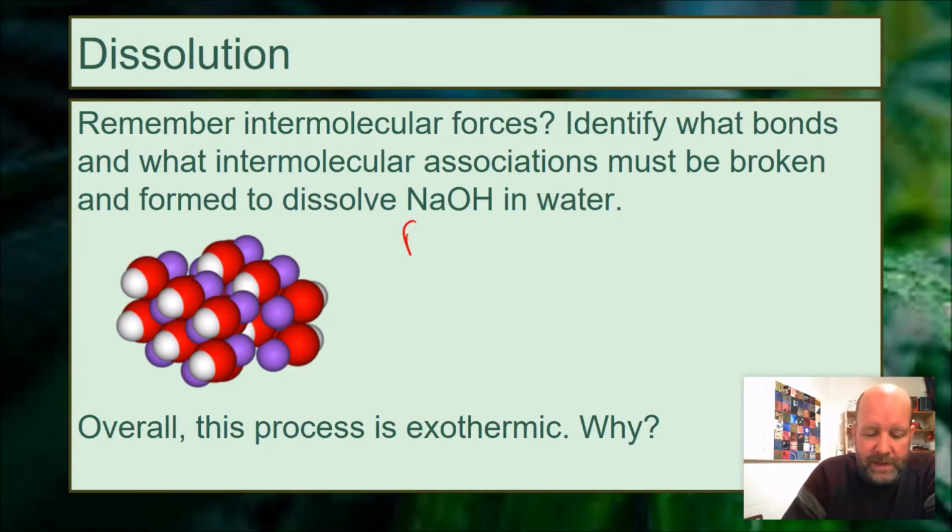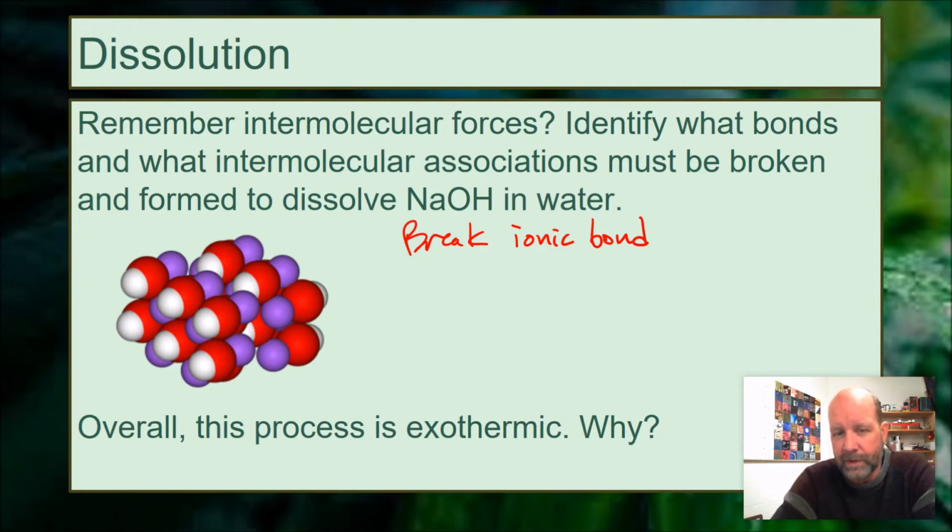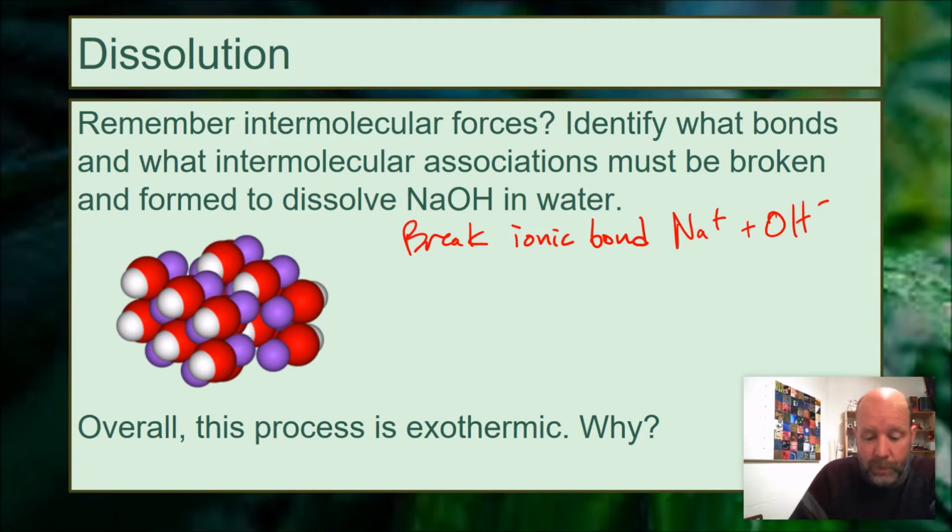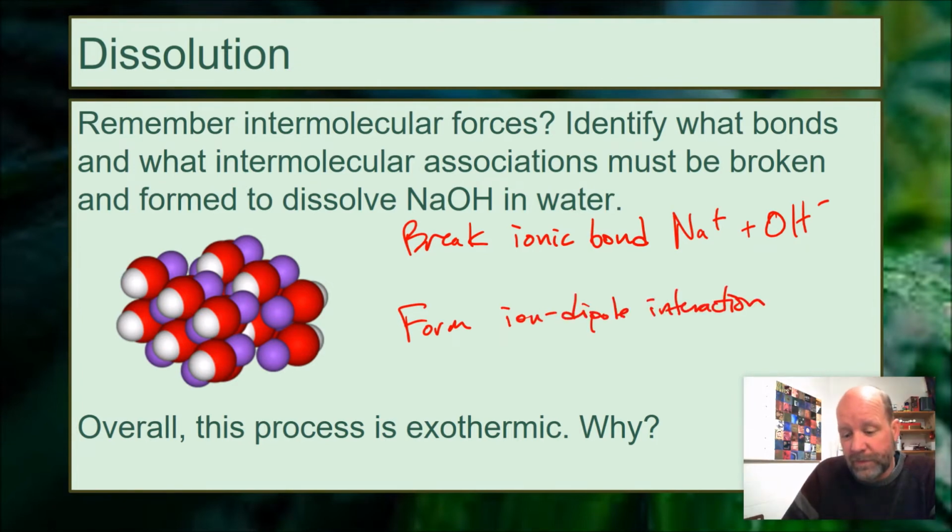We're going to break the ionic bond in the sodium hydroxide to get that Na plus OH minus. So we broke the ionic bond, and then we're going to form an ion dipole interaction. We're actually going to form two of these, right? We're going to do the sodium with the water, and we're going to do the hydroxide with the water.